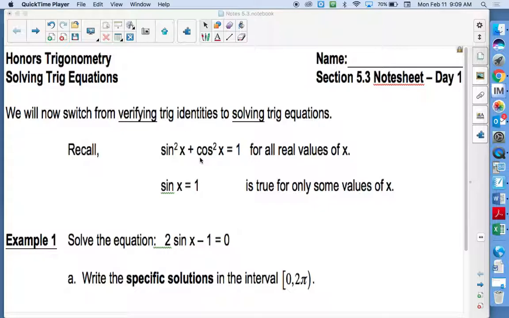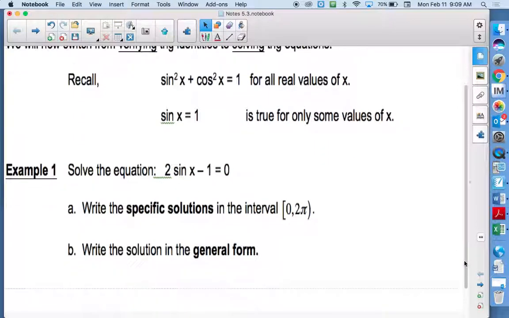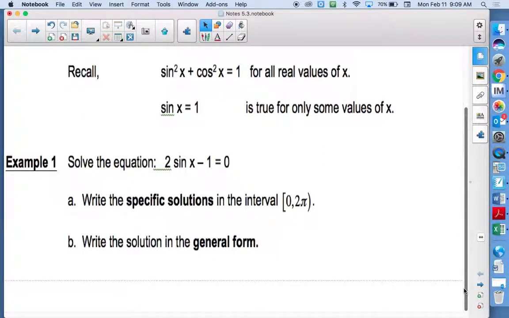For example 1, it wants us to solve this equation, starting off easy just to get you kind of to have the feel of what we're doing. So we have this equation, 2 times the sine of x minus 1 equals 0. And it says to solve it, writing the specific solutions and then writing the general form. Your book asks for different ways for you to write the answers, and I have that underneath.